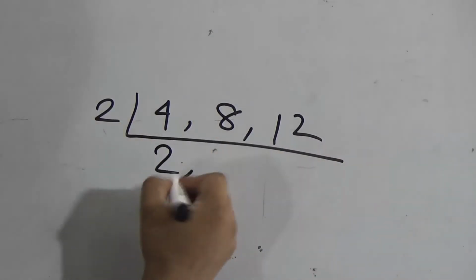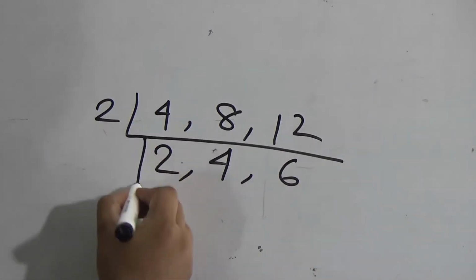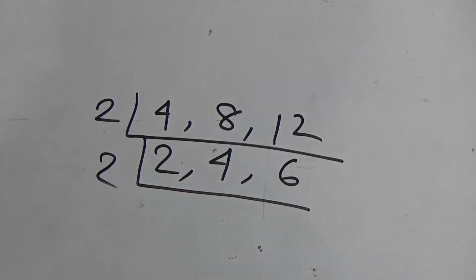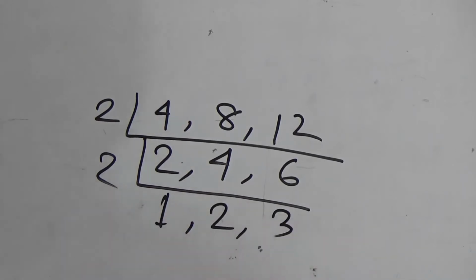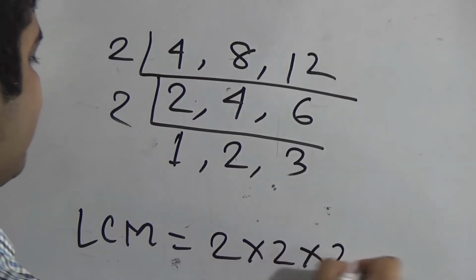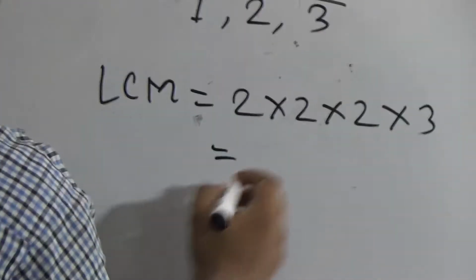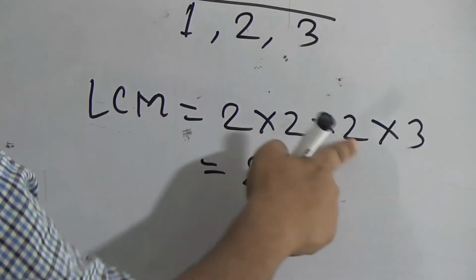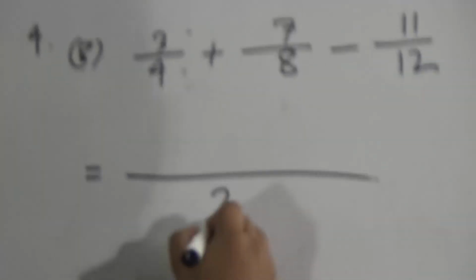2 2s are 4, 2 4s are 8 and 2 6s are 12. Again we divide these numbers by 2: 2 1s are 2, 2 2s are 4 and 2 3s are 6. Now my dear students, LCM equals 2 times 2 times 2 times 3. 2 2s are 4, 4 2s are 8, 8 3s are 24. So LCM of 4, 8 and 12 is 24. So we write here 24.